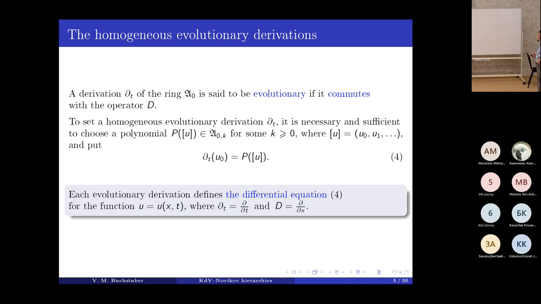Okay, next. We have the canonical dynamics D, and we would like to consider evolutionary dynamics. By definition, it is nothing else but a derivation of our ring which commutes with this fixed operator D. Of course, if we would like to obtain a homogeneous evolutionary derivation, it is necessary and sufficient to choose a homogeneous polynomial of degree k for some k and put d_t u0 equal to our chosen polynomial. Each evolutionary derivation defines a differential equation for the function, which I mentioned. So we obtain many, many differential equations of such form.